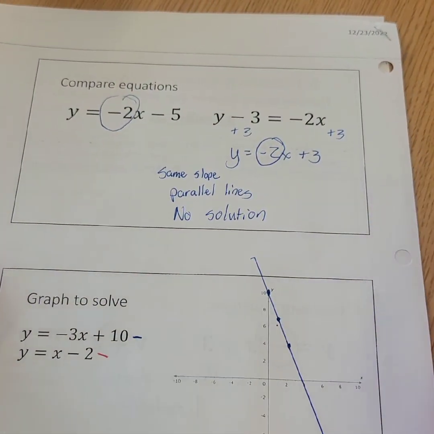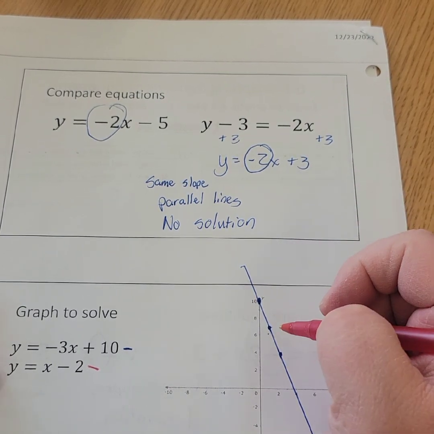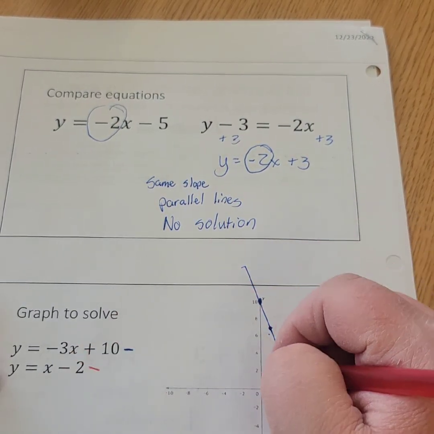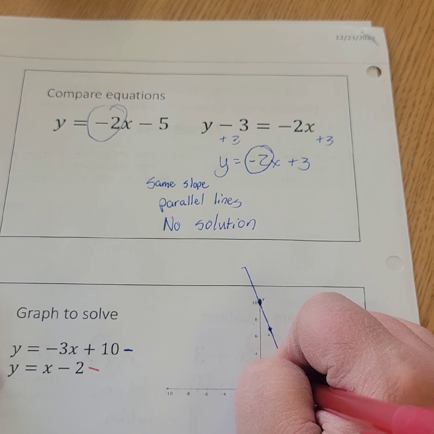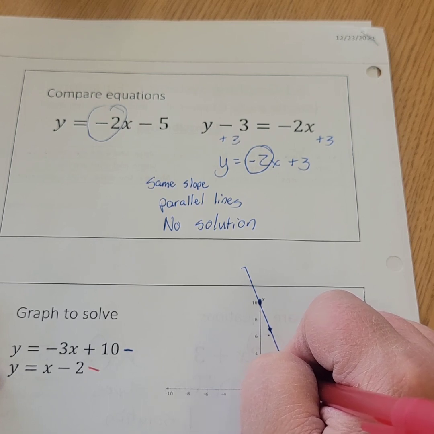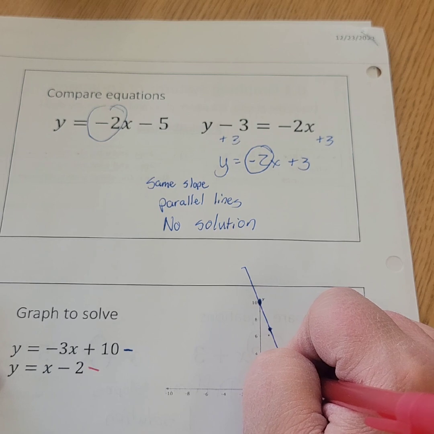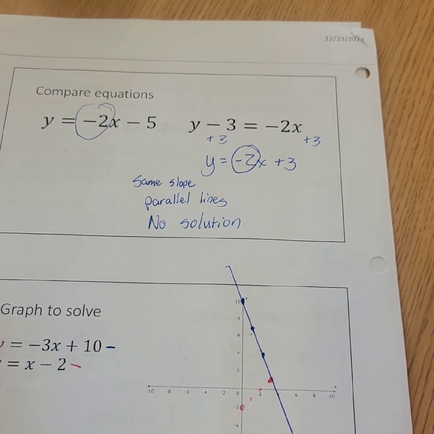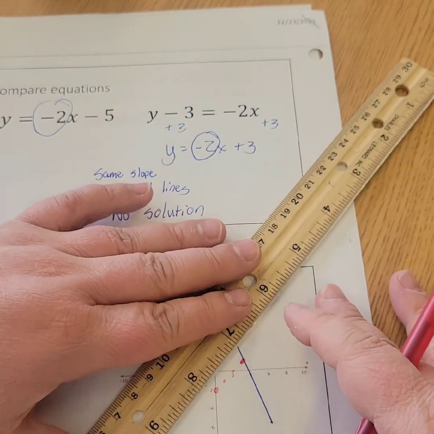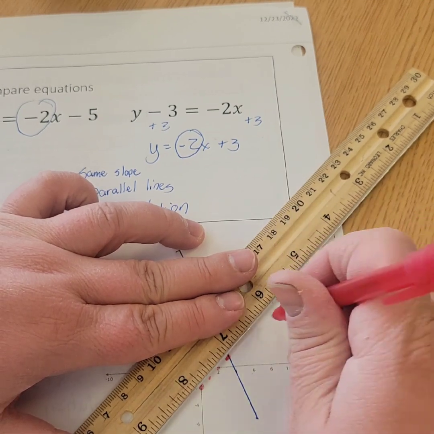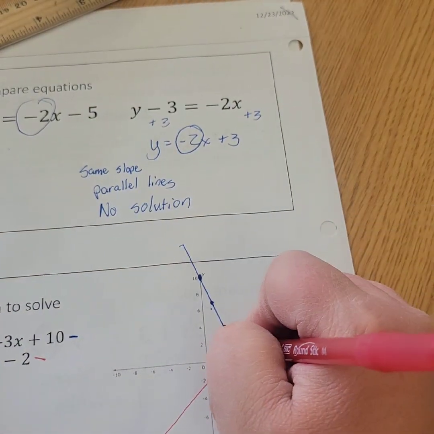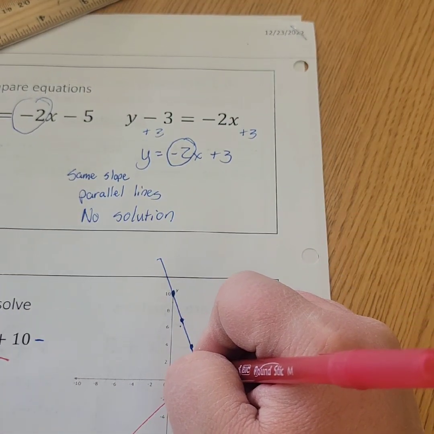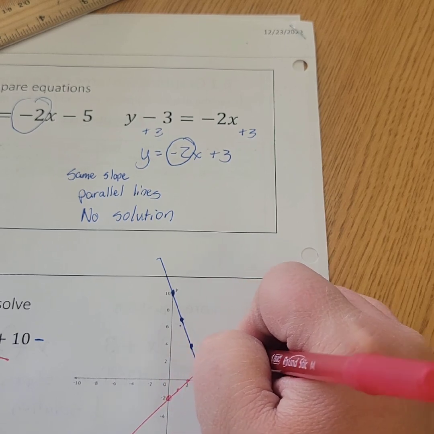Then I'm going to go over to the red line. So we're going to go negative 2, and we're going to go up 1, right 1, up 1, right 1, up 1, right 1, and truly I think it's actually supposed to cross right there. So we're going to go with that. That's why when you do your assignment, you'll have better graphs. Then the solution is where they cross. So this looks like 3, 1 is the solution.